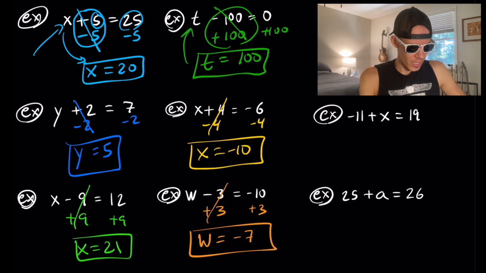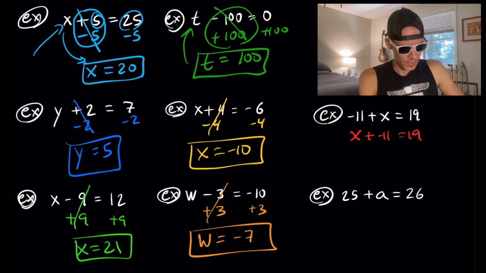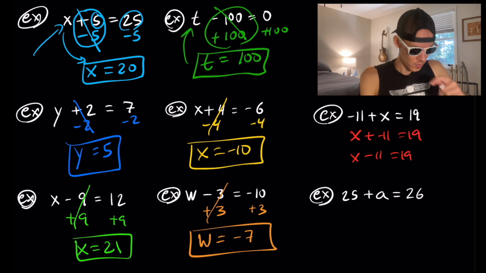All right, negative 11 plus x equals 19. So whatever's being done to the variable, we want to undo it. So we're adding an 11, or adding negative 11. And usually I like to write them like this. I'm going to put the variable first. So I'll do x plus negative 11 equals 19. But adding a negative is just like subtracting a positive. So I can really just write it like this. And this is a bit more familiar as to the ones that we've been doing so far.